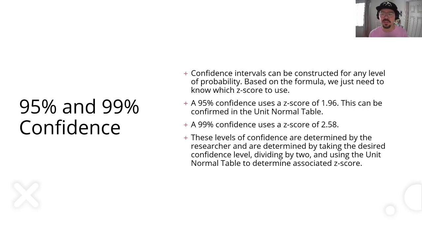These levels of confidence are determined by the researcher and are calculated by taking the desired confidence level, dividing by 2, and using the unit normal table to determine the associated z-score. So the way that this ultimately works is, and to be sure, I'm never going to ask you to do this, just so that you understand what's happening. If we have this normal distribution, and let's say we're trying to figure out what's happening at, remember, the window, right? The window is always relevant.